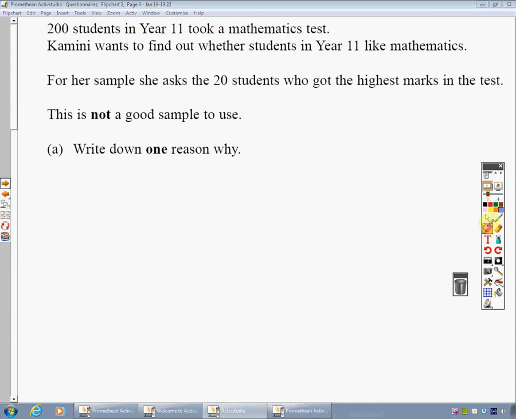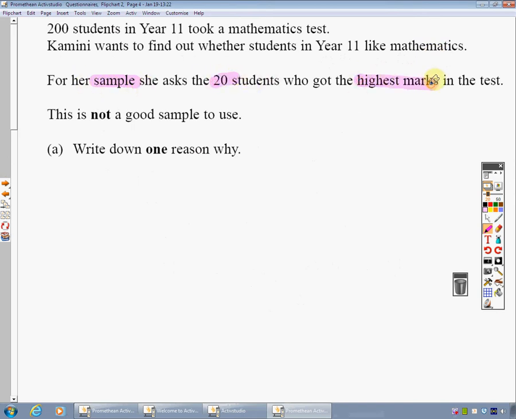I read the question. 200 students in year 11 took a mathematics test. Kamini wants to find out whether the students in year 11 like mathematics. For her sample, she asked 20 students who got the highest marks in the test. This is not a good sample to use. Write down one reason why.